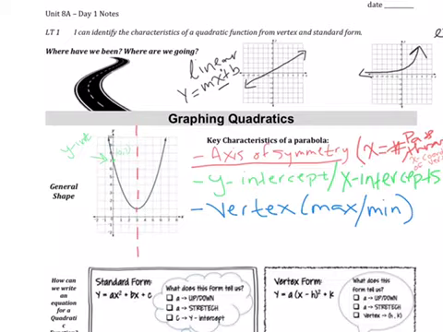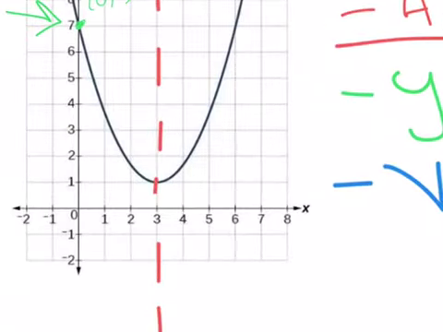In this case, because it opens upward, right, we're going to have a minimum value. Okay, so our vertex is going to be located at the lowest point of it, which is going to be right here. That is our vertex. All right.